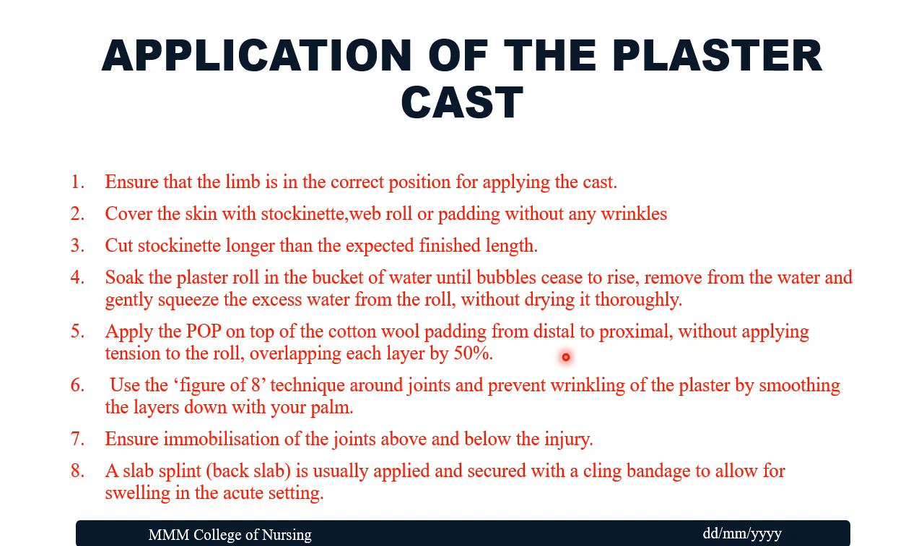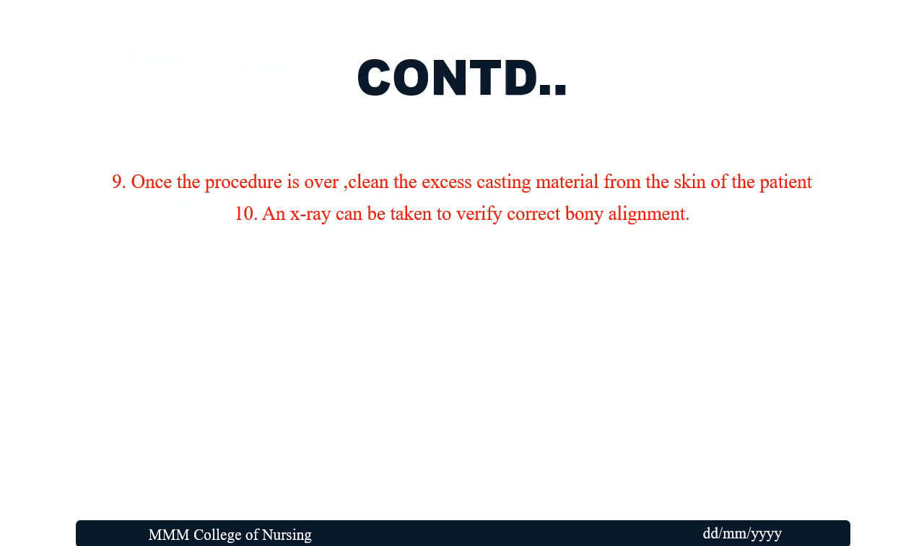Just gently apply it. Use figure of 8 technique around the joints and prevent wrinkling of the plaster by smoothing the layers down with your palm. Ensure immobilization of joints above and below the injury. A slab splint, that is a back slab, is usually applied and secured with a cling bandage to allow for swelling in the acute setting. Once the procedure is over, clean the excess casting material from the skin of the patient. An X-ray can be taken to verify correct bony alignment.